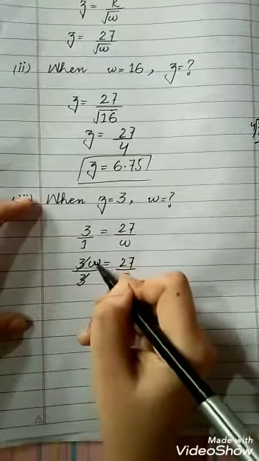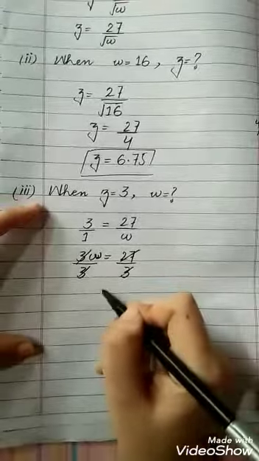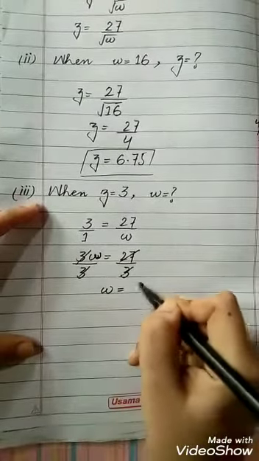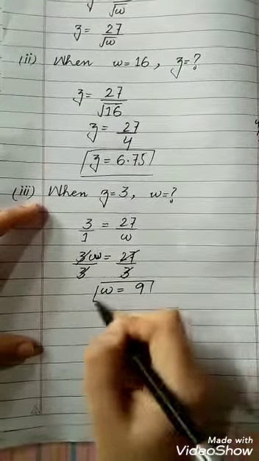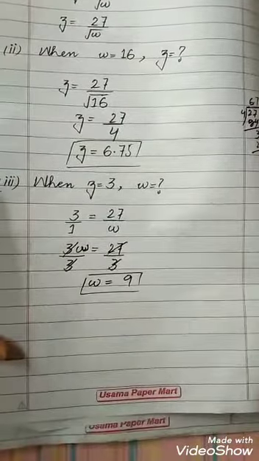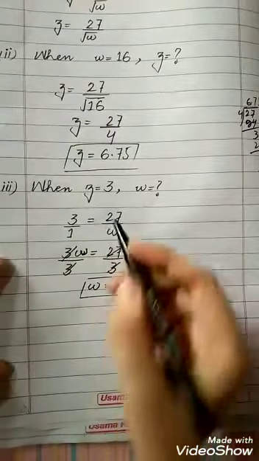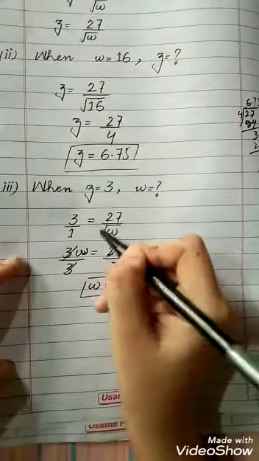27 divided by 3 is 9. Square root of W is equal to 9. Sorry, it is the square root of W.